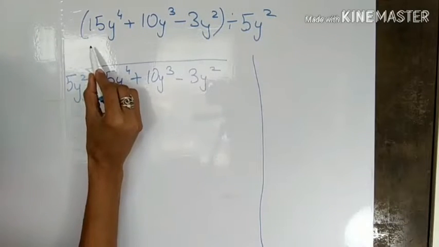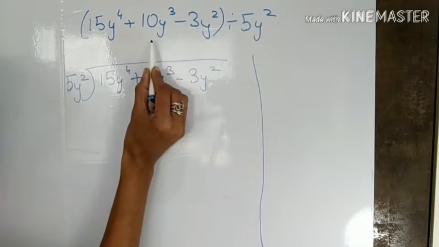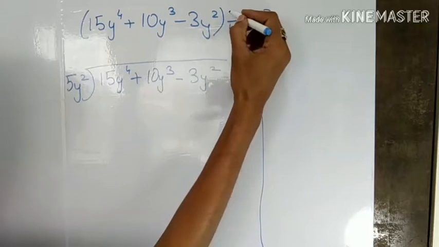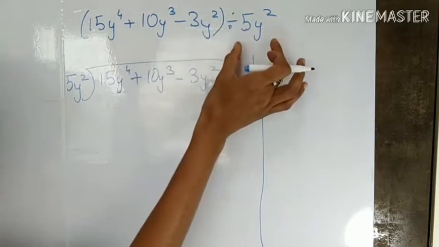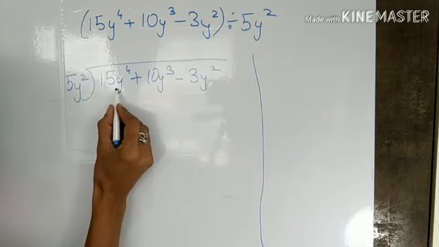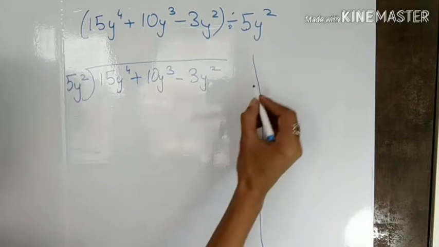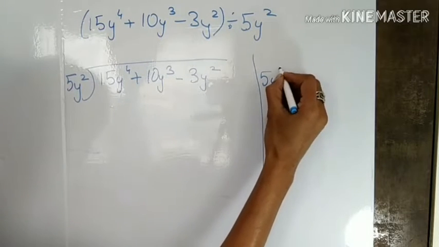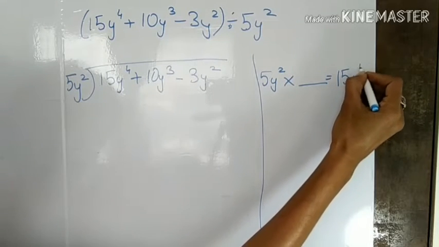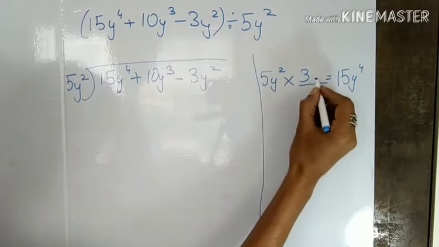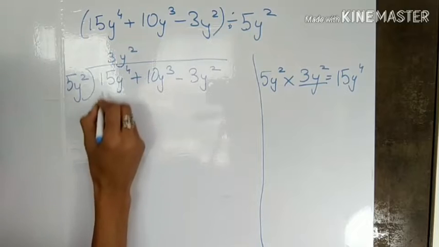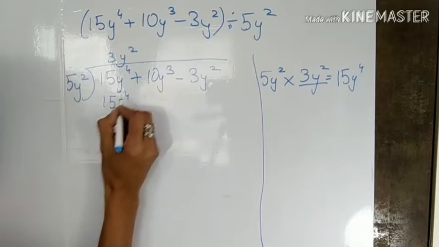The problem we have here is 15y raised to 4 plus 10y cubed minus 3y squared divided by 5y squared. So this becomes our dividend and this is our divisor. To start with, we want the first term as 15y raised to 4. The explanation is, you have 5y squared. With what would you multiply so that you get 15y raised to 4? That comes to 3, since 5 3s are 15, and y squared. So the quotient is 3y squared. When you multiply, you get 15y raised to 4.